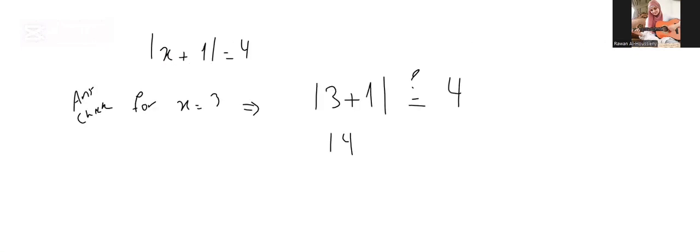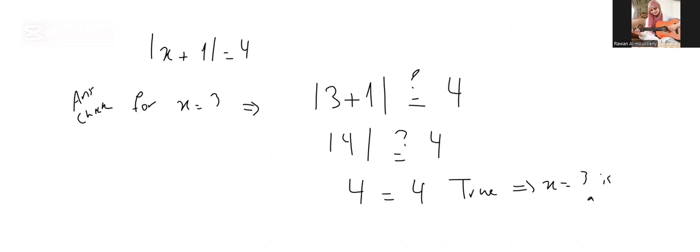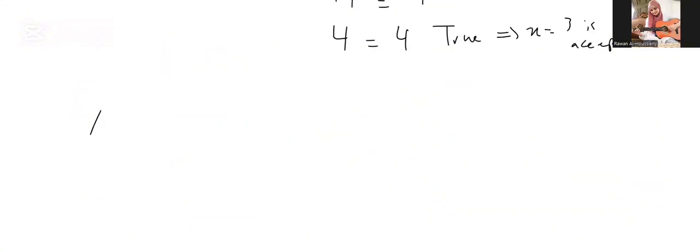Let's see. So here we have absolute value of 3 plus 1. It's equal to absolute value of 4. Is it equal to 4? So absolute value of 4 gives us 4. It's equal to 4. So this is true. So x equal to 3 is an accepted value. So this is accepted. Now we have to check for the second one, which is x equal to minus 5.